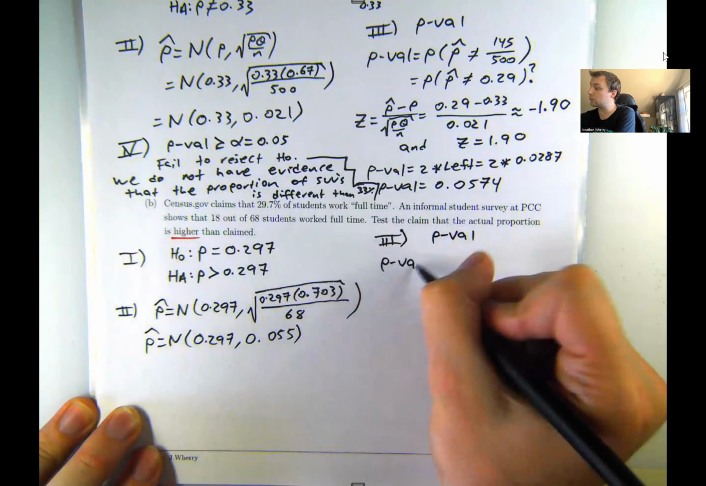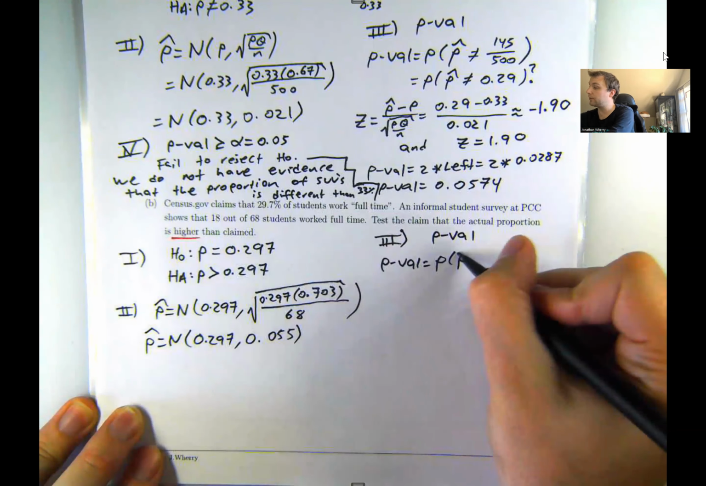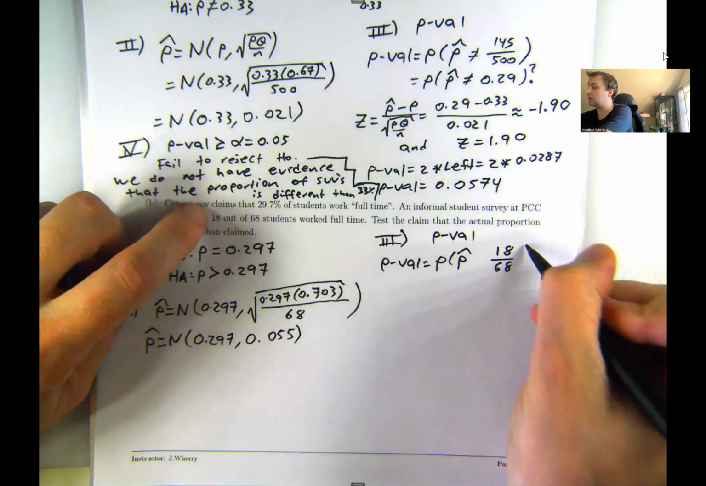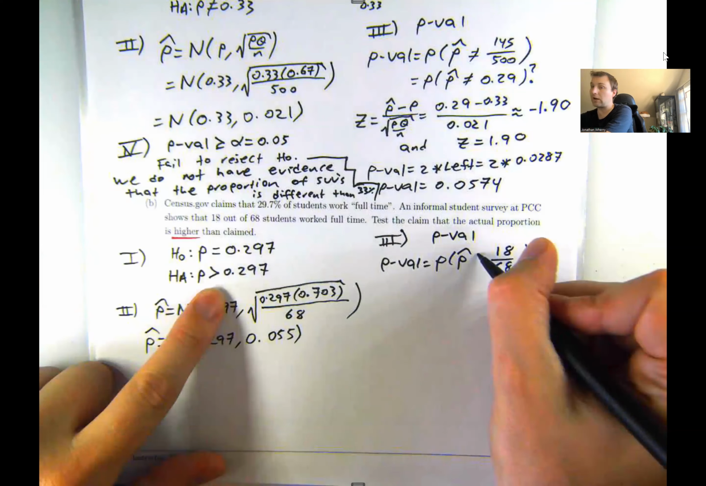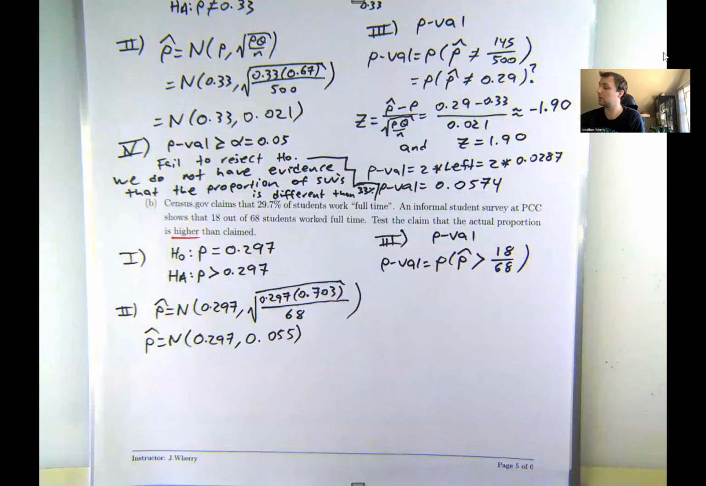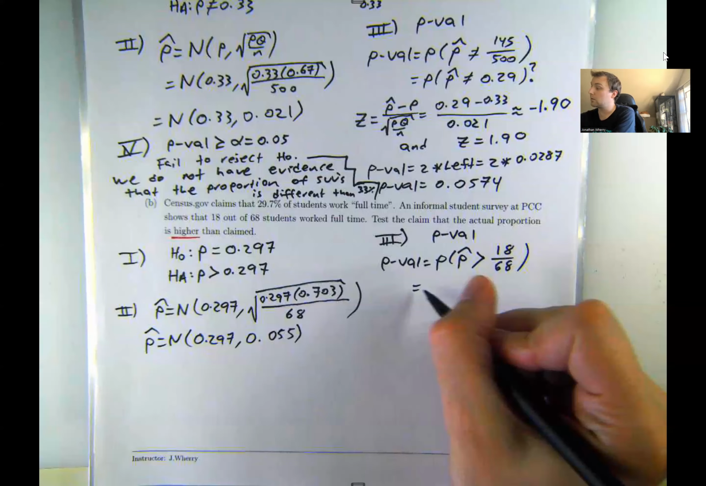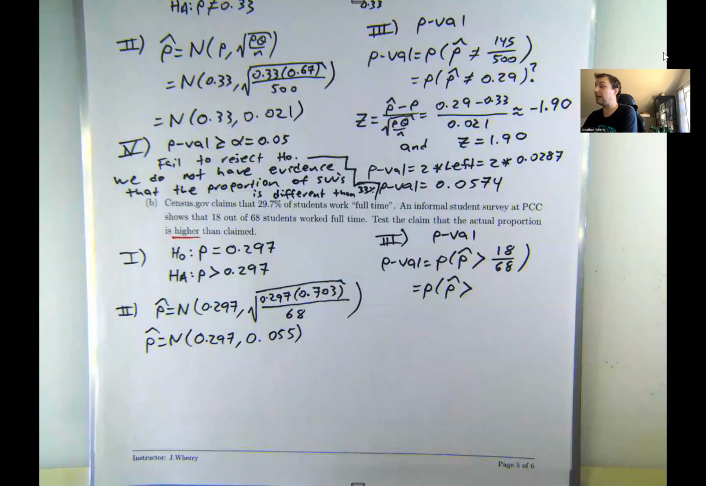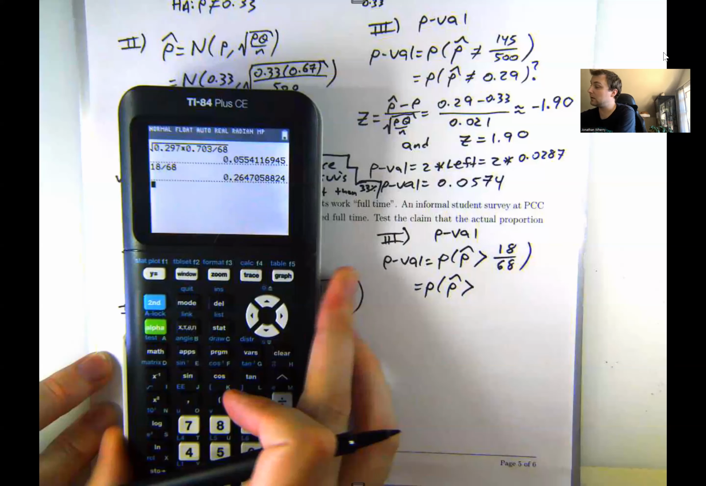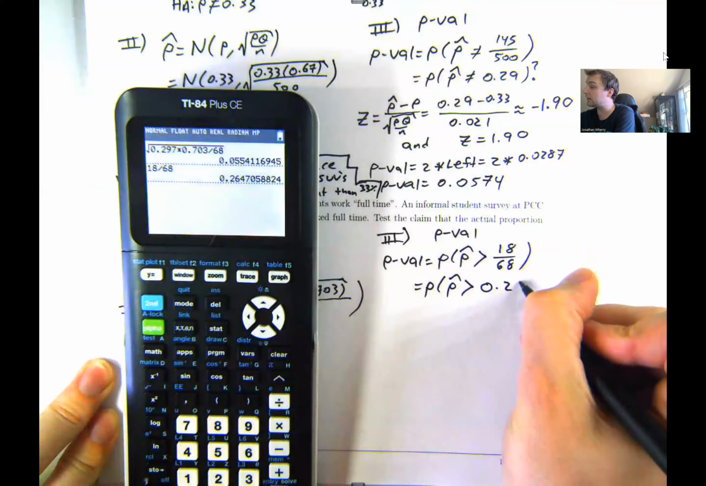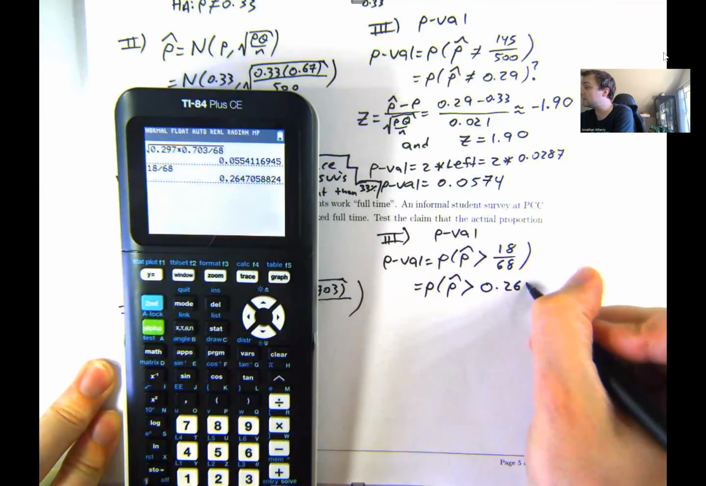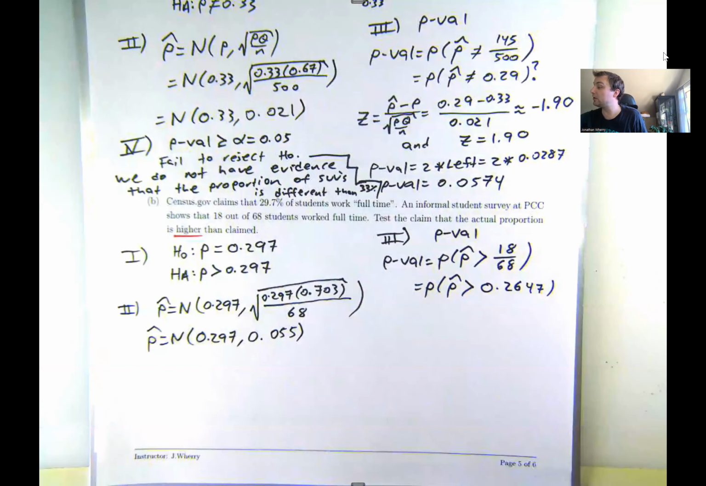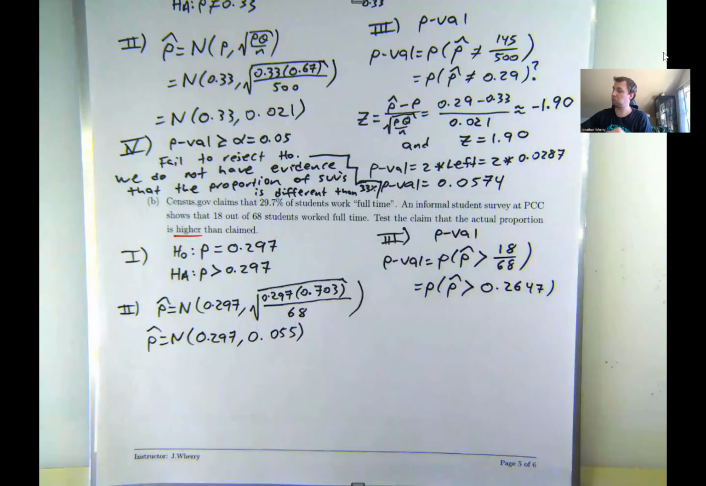And the p-value is going to be looking at the likelihood of our sample data. Our sample data here was 18 successes out of 68 trials. And the direction I'm shading is from that alternative hypothesis. I'm testing for higher. 18 out of 68, as a decimal, that's 0.2647 or so. 0.265 if I want to match the same number of digits.